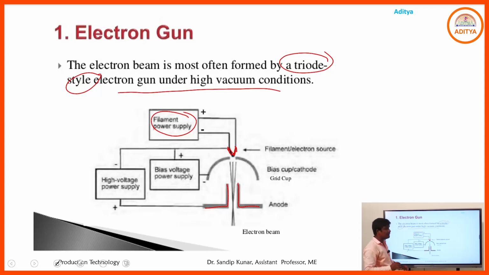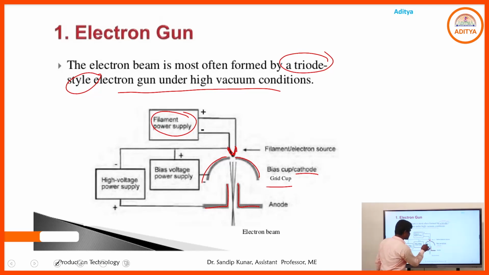That's why we have connected a triode style electron gun. And another is the bias cup, also called the cathode grid cup. In that cathode grid cup we have connected another bias voltage power supply. That cathode part will be connected to the negative end of the power supply.